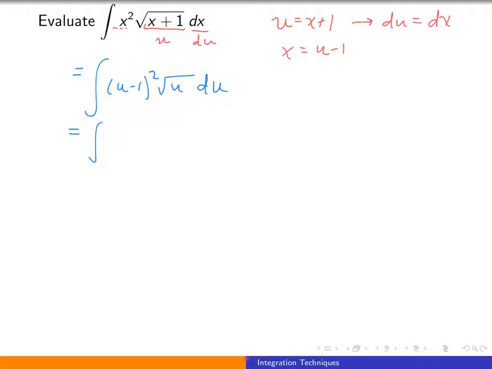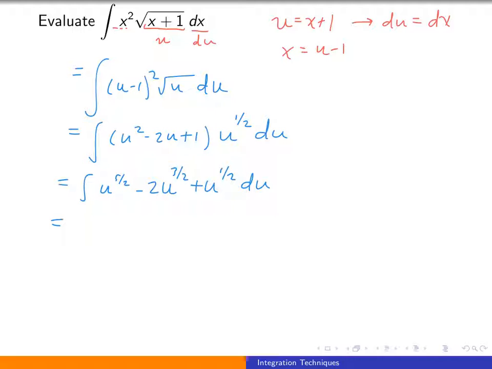So expanding out the u minus 1 squared, that would be u squared minus 2u plus 1. And square root u is simply u to the 1/2. Now we can distribute through the u to the 1/2 and have all powers of u. So that'd be u to the 5/2 minus 2u to the 3/2 plus u to the 1/2.